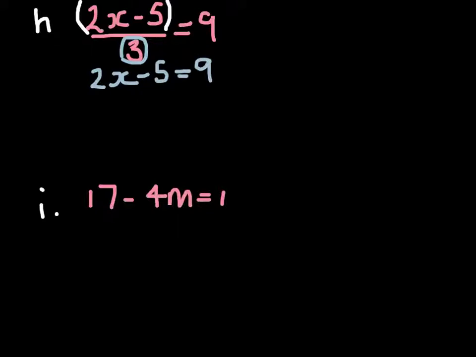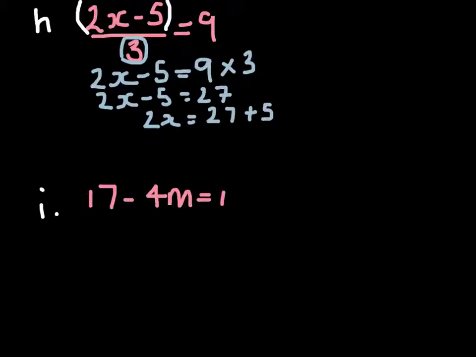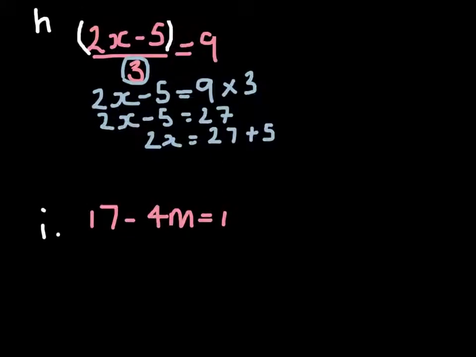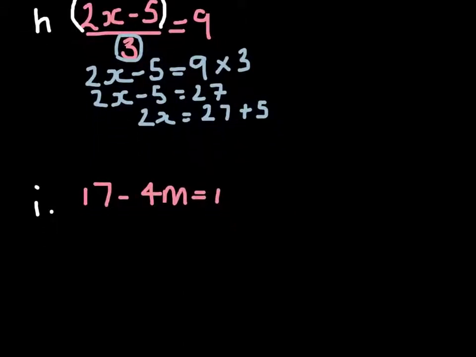Opposite of divide is times 3. 2x minus 5 equals 27. Next, I can move my minus 5, so 2x equals 27 plus 5. 2x equals 32, so x equals 32 divided by 2, which is 16. That's my answer there.